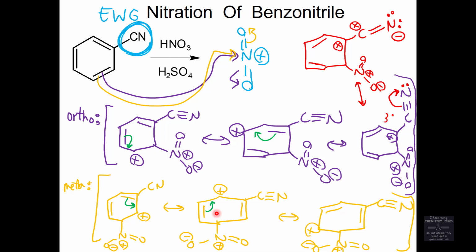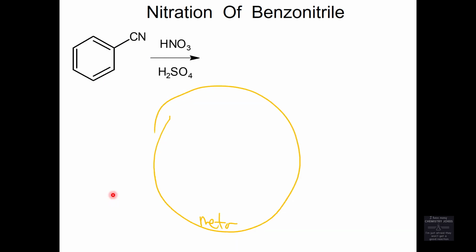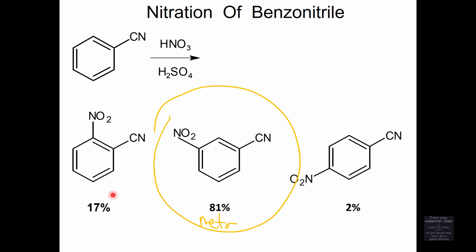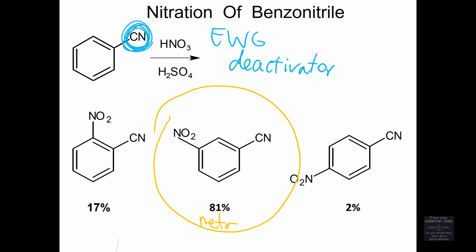And meta, it's not that any of the Lewis structures are any better than any other in meta. It's just that it's not as bad as ortho and para. In meta, it's just not terrible. So that's why meta is what forms here. We made meta because we would say this blue circled thing is an electron withdrawing group. It's a deactivator. What does it mean to be a deactivator? It means it reacts slower than benzene, and it's a meta director.